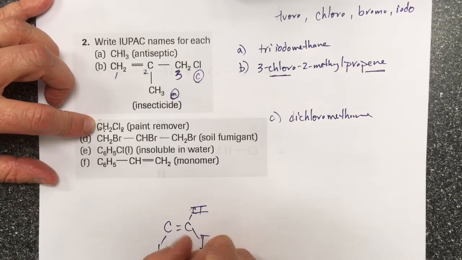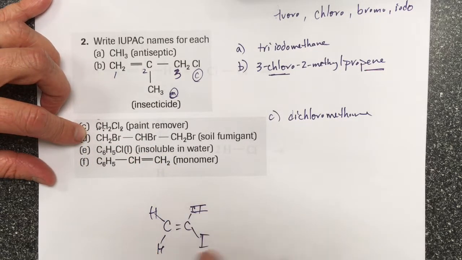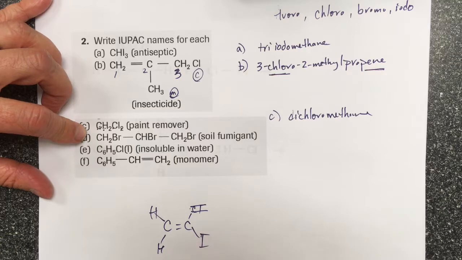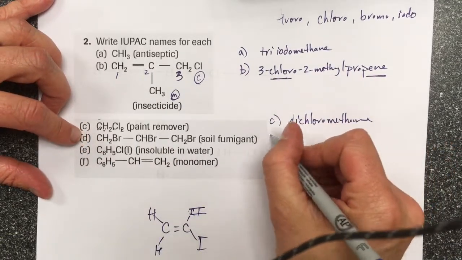If it happened to be C, double bond C, with Cl, or pardon me, I, H, H, if that's what it was actually showing me, I would hope that they would give me the actual diagram. And in this case, it would be a 1,2-diiodoethene. But they should give you a structure if they're doing that.